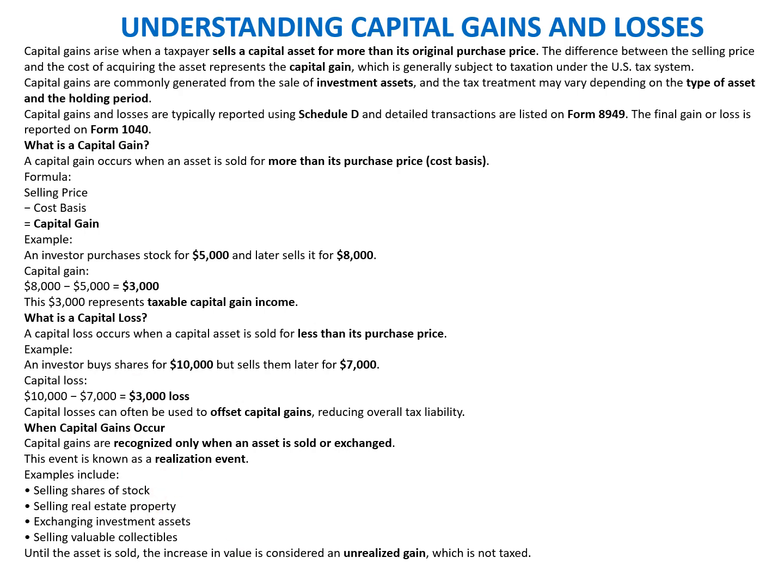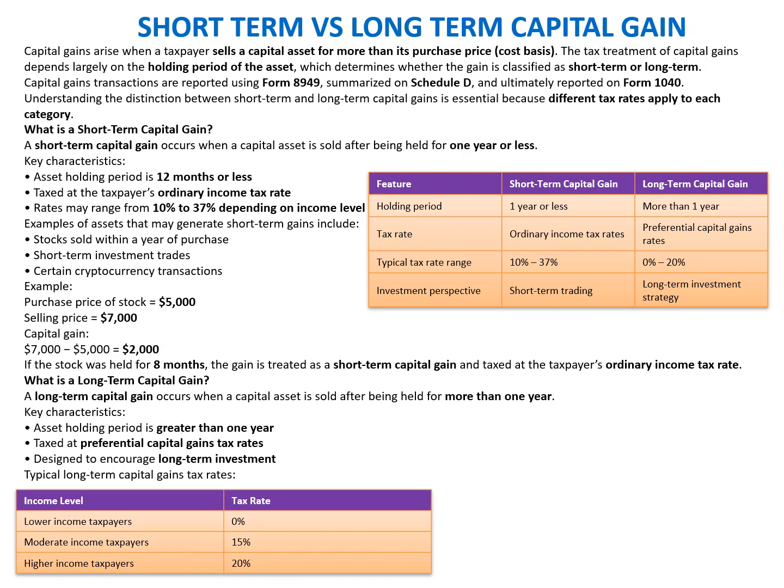So we'll move to the next slide. Okay, we'll have a quick overview of short-term and long-term capital gain, though we typically understand that it depends upon the holding period. So what is short-term capital gain? A short-term capital gain occurs when a capital asset is sold after being held for 1 year or less. So if the asset holding period is 12 months or less, it is taxed at the normal income tax rate, and the rate may depend upon the bracket in which that individual falls.